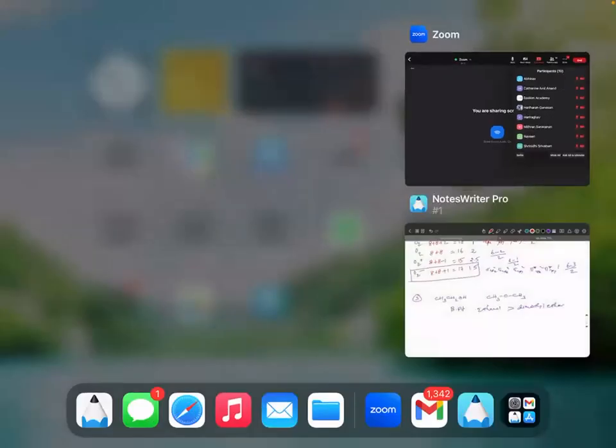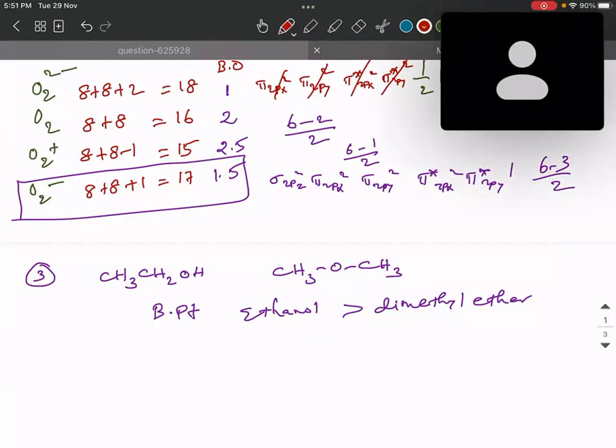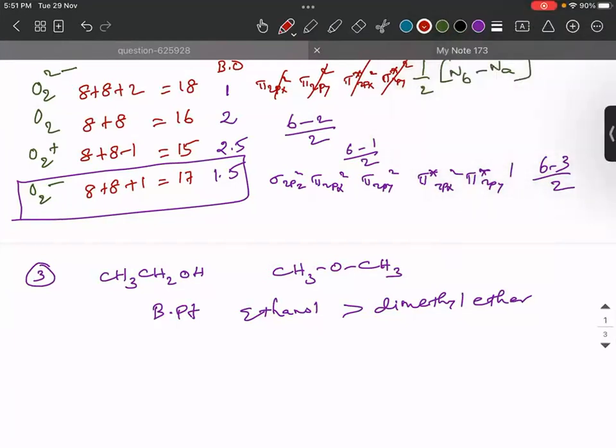So the boiling point of ethanol is more than the dimethyl ether. Why? Sir, the number of bonds. Why? I don't know, sir.